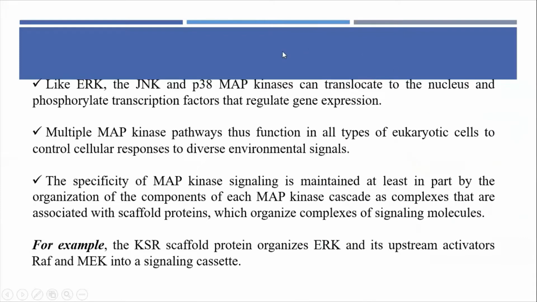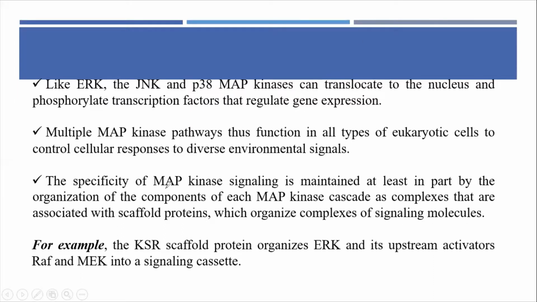For example, in the same way as what we just discussed, ERK, Janus kinase and P38 MAP kinase can translocate to the nucleus and phosphorylate transcription factors that regulate gene expression. There are multiple MAP kinase pathways, and they all function in all types of eukaryotic cells to control the cellular responses. The specificity of MAP kinase signaling is maintained, at least in part, by the organization of the components of each MAP kinase cascade as complexes that are associated with scaffold proteins, which organize complexes of the signaling molecules.